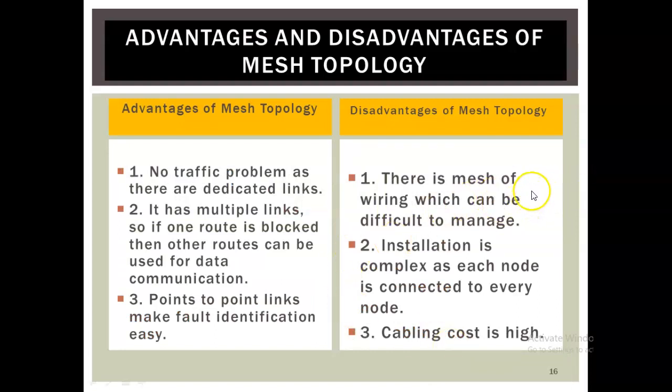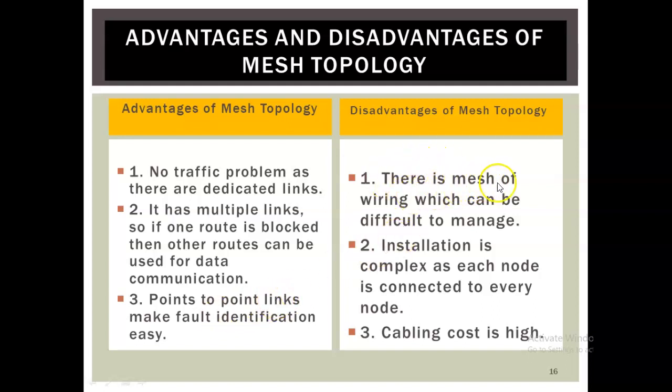Advantages and disadvantages of mesh topology. One of the advantages of mesh topology is that there is no traffic problem. Another one is that it has multiple links, so if one route is blocked, the other routes can still carry out data communication. Point-to-point links make fault identification easy.